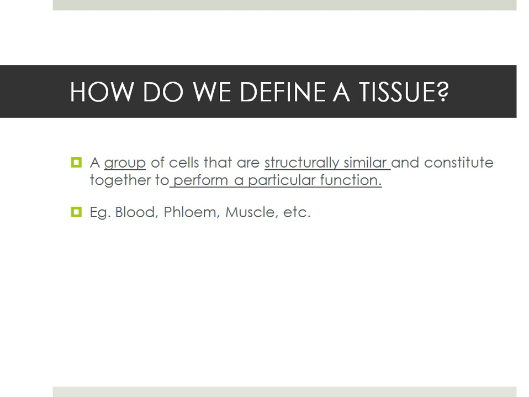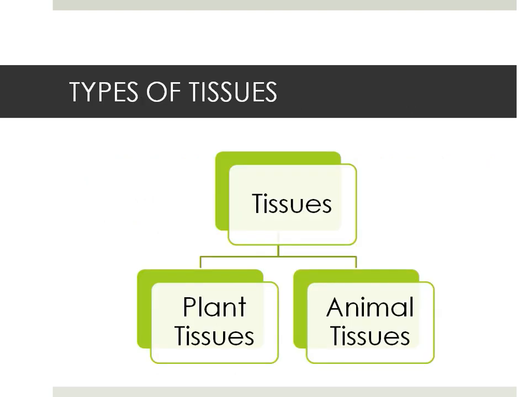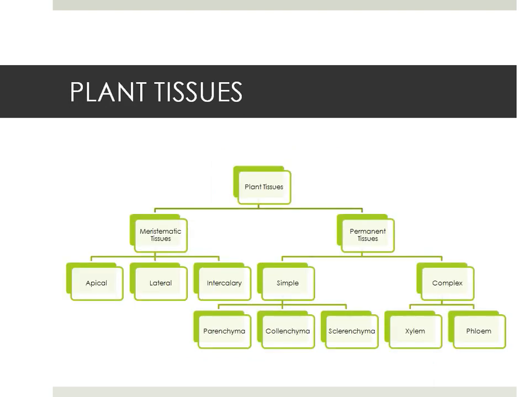Examples of tissue can be blood, phloem, muscles, etc. Blood, as we all know, is a fluid connective tissue. Now, what are the types of tissue? So broadly, plant tissues and animal tissues, and we will be discussing plant tissue in this presentation. Here in this slide, I have tried to classify plant tissues. This is as per the syllabus of NCERT, CBSE syllabus.